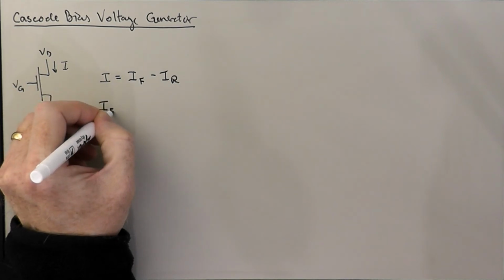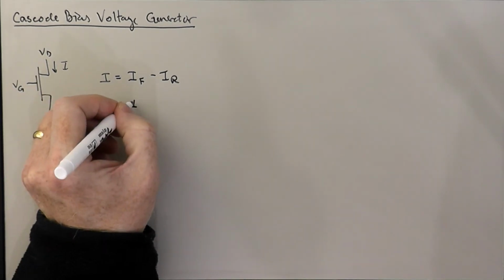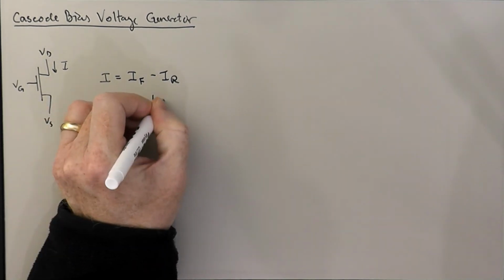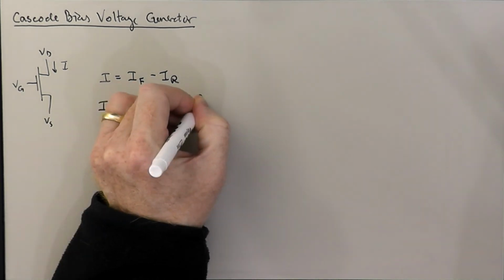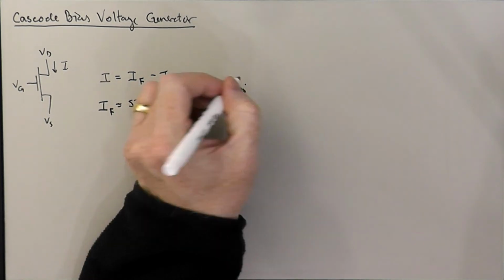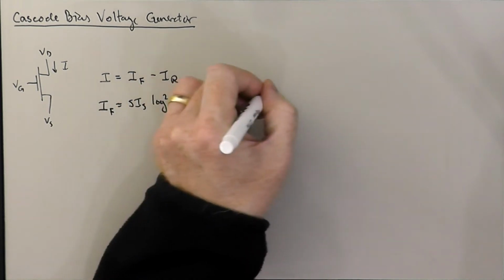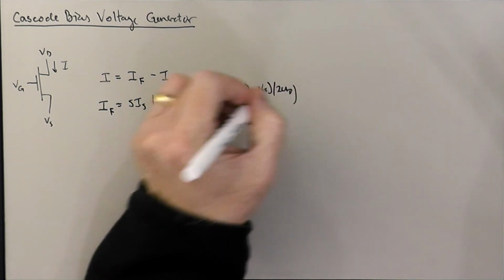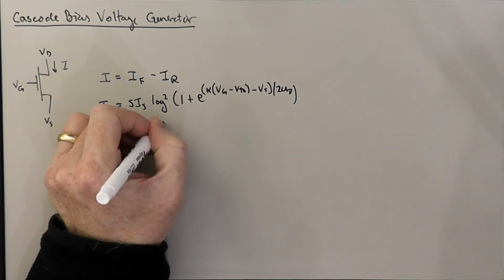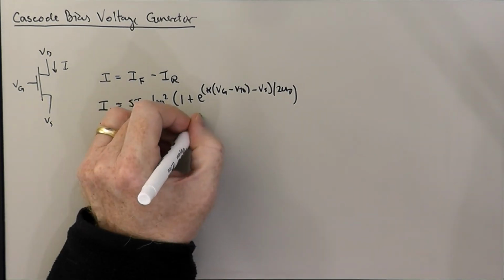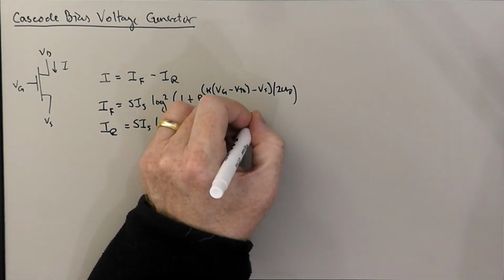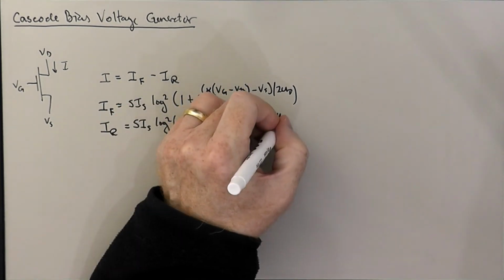On the EKV model, we have specific forms for IF and IR. IF would be equal to SIS times the log squared of 1 plus e to the kappa Vg minus Vt0 minus Vs over 2ut, and IR is equal to SIS times the log squared of 1 plus e to the kappa Vg minus Vt0 minus Vd over 2ut. Okay?